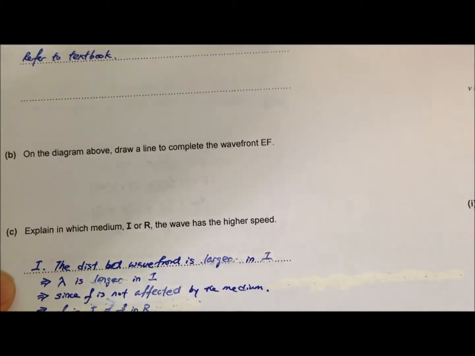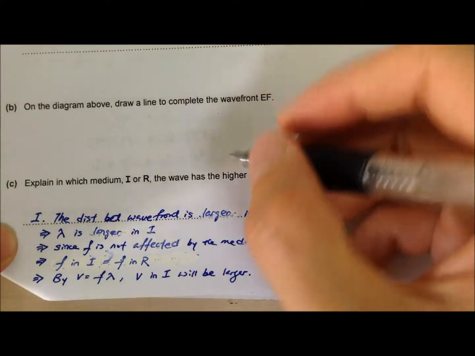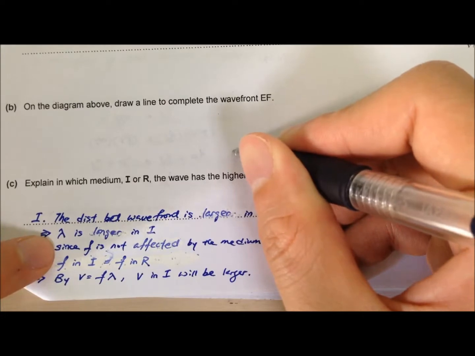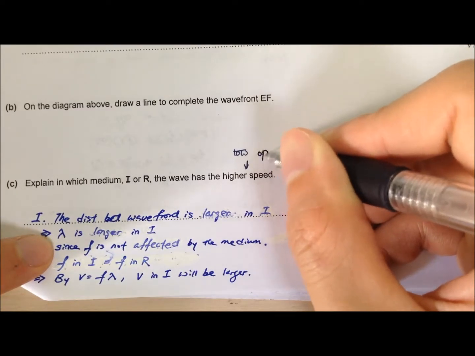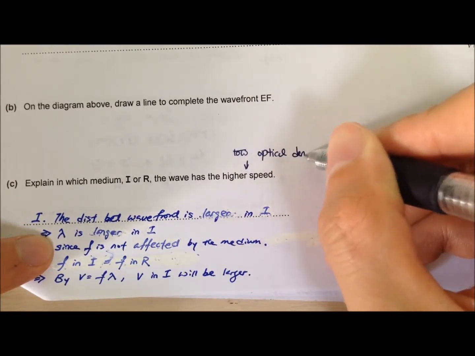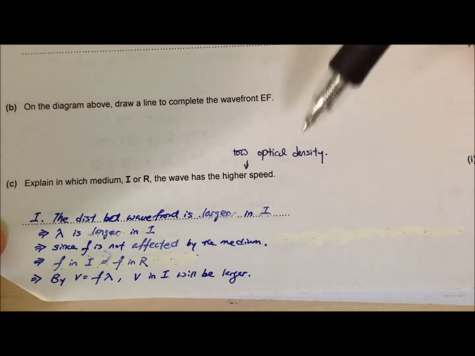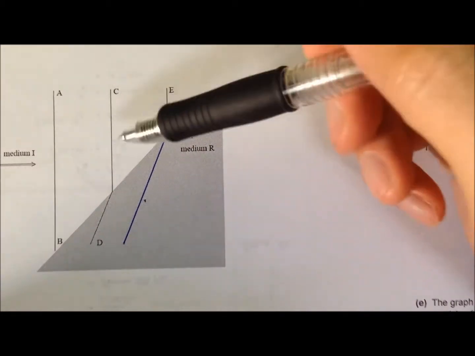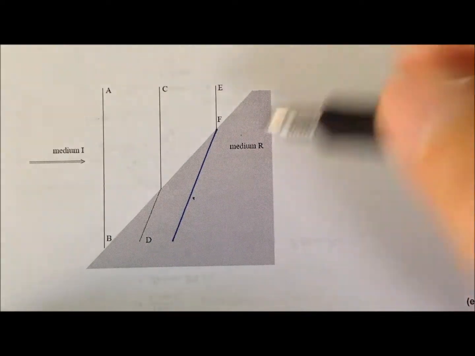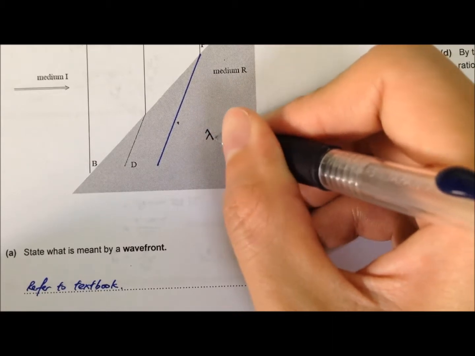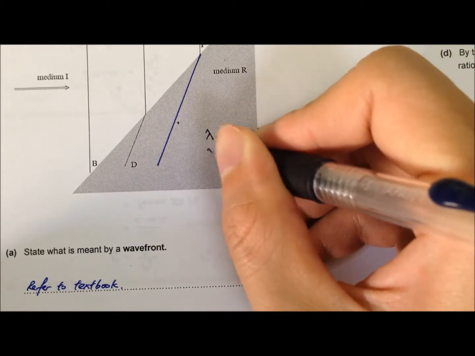Make sure it's parallel. Explain in which medium, I or R, the wave has higher speed. Higher speed would mean that the optical density is low. So basically you want to find out between I and R which one has lower optical density, and it is pretty straightforward. If you look here, the wavelength in I is big, right? So the wavelength of I is bigger than the wavelength of R.